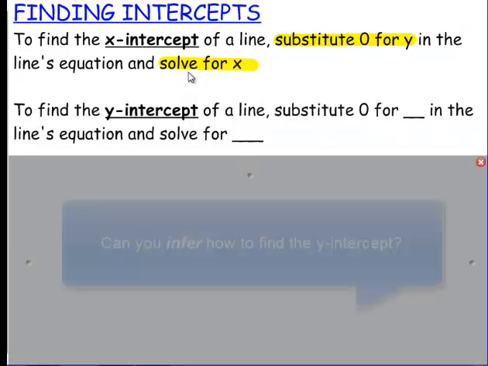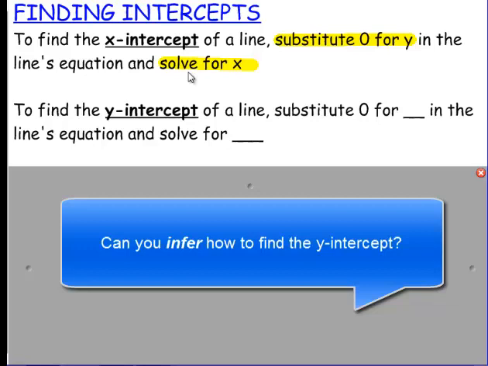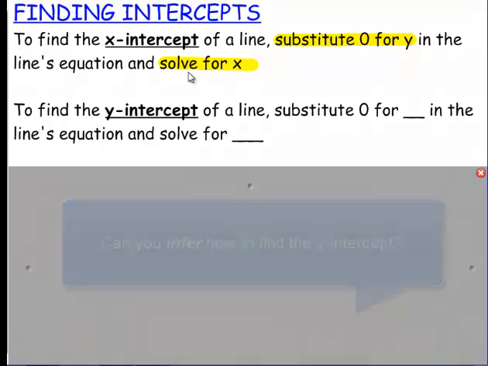Use that equation and do some substitution. Same idea here: to find the y-intercept, we're going to substitute 0 in for x in the equation and then solve for y. It's a very important topic, and we'll do a couple examples today, and then you'll get some practice as well. At the x-intercept, we know y has to be 0, so we can substitute 0 in for y. At the y-intercept, we know x has to be 0, so we can substitute 0 in for x.